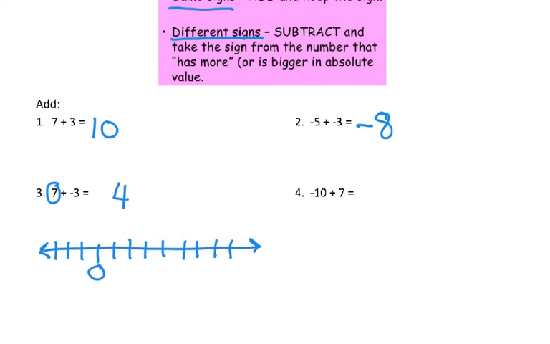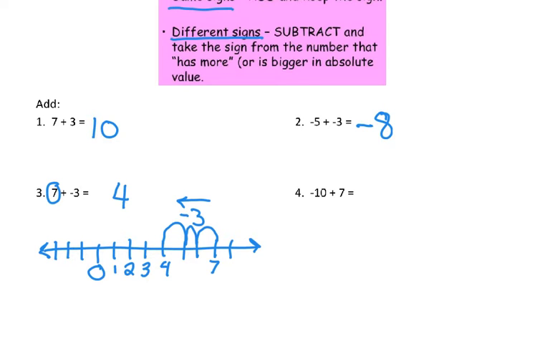If we start at positive 7, 1, 2, 3, 4, 5, 6, 7. And then we have -3. That means we're going backwards 3. 1, 2, 3. That was a movement of -3. That left us at 1, 2, 3, 4. Sure enough, that's our answer.